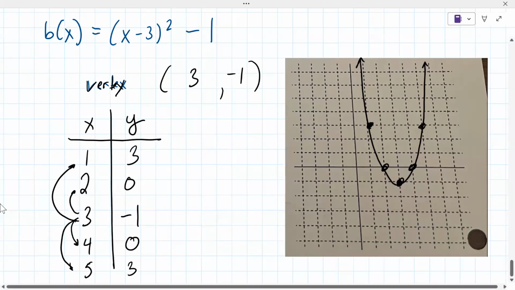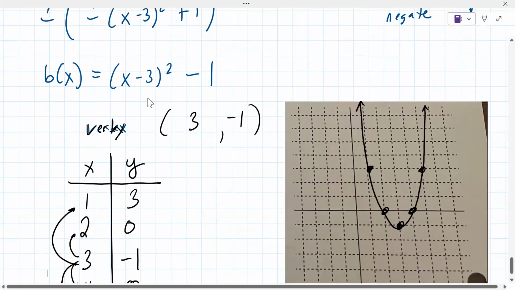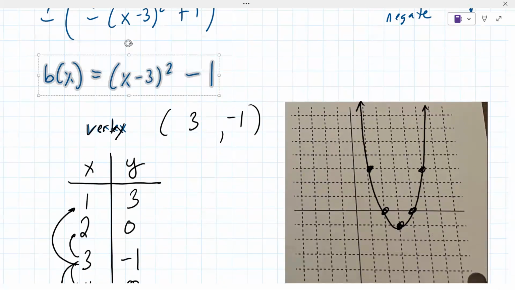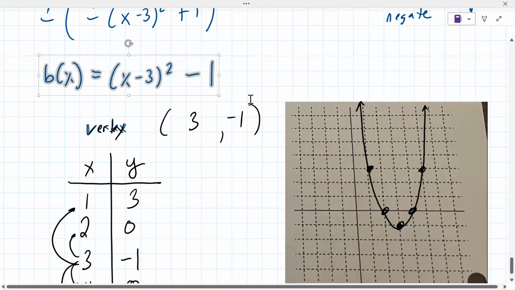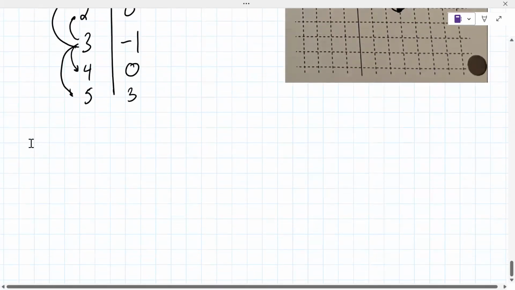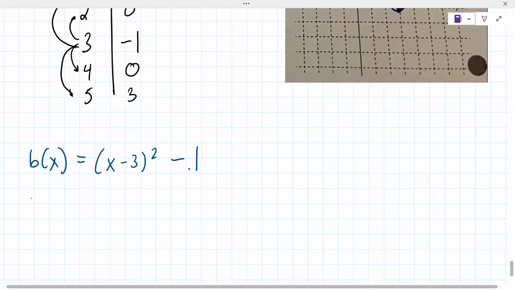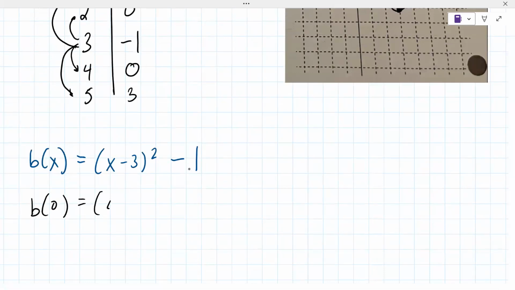Okay, the last thing here is to find b of 0. Actually, yeah, that is the last thing on that one, which sometimes you get from the table, but this time you don't. Just like before, though, you're putting 0 in for x. Could you do that for us, please? Let me know what you come up with.